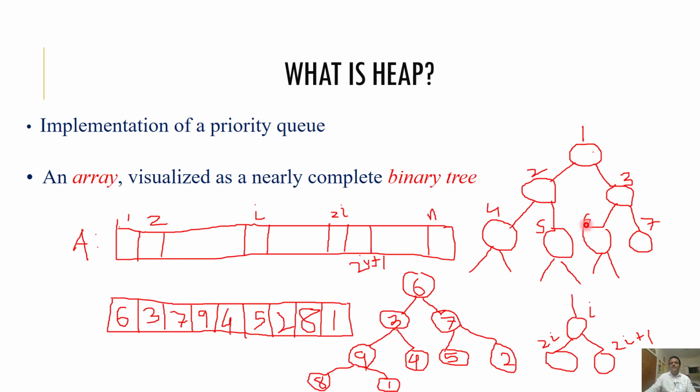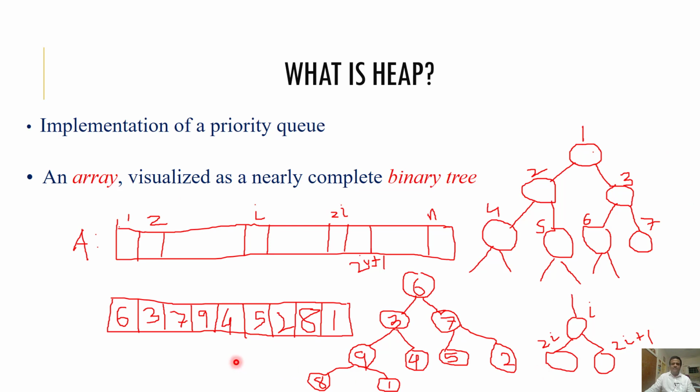But here we do not need a pointer, because if we know Ai, we know where the children are. 2i and 2i plus 1 are the children of this Ai. So, this array is sufficient; we do not need pointers for the implementation. This is the beauty of heap. A heap is an array which is visualized as a tree in this way.